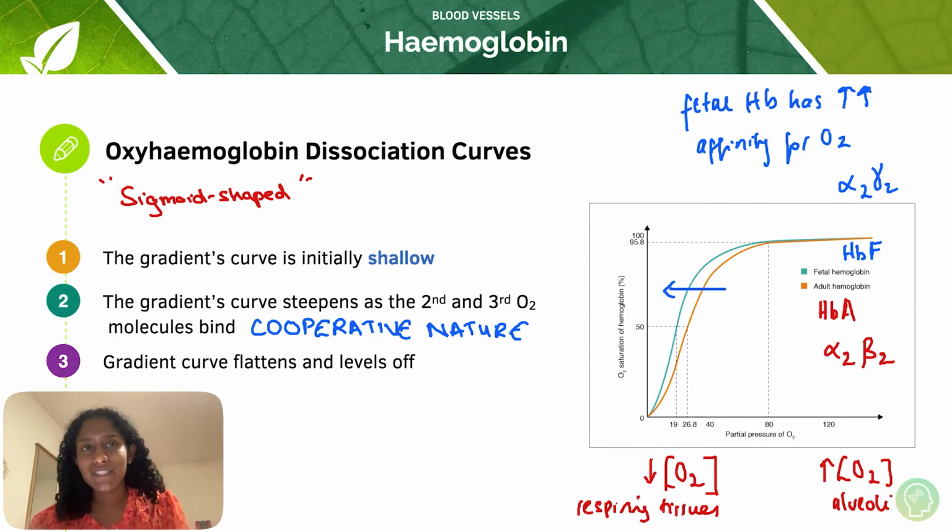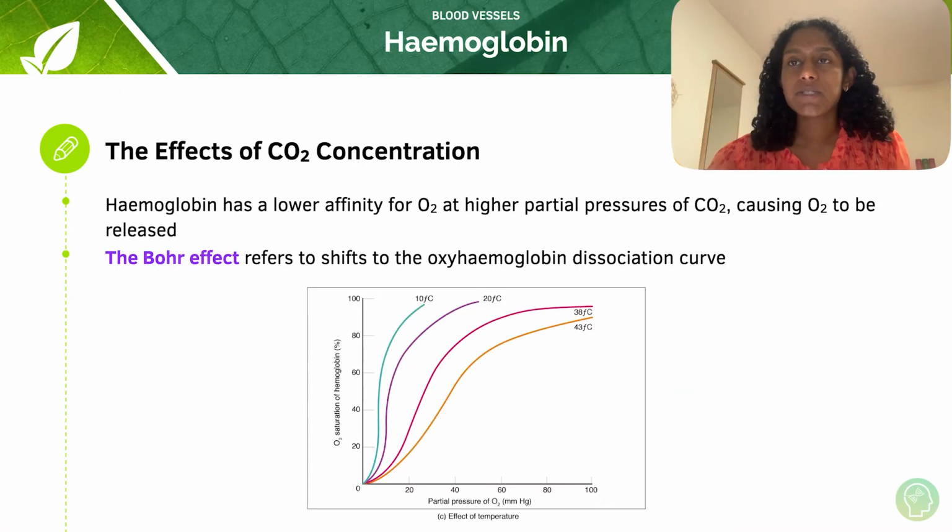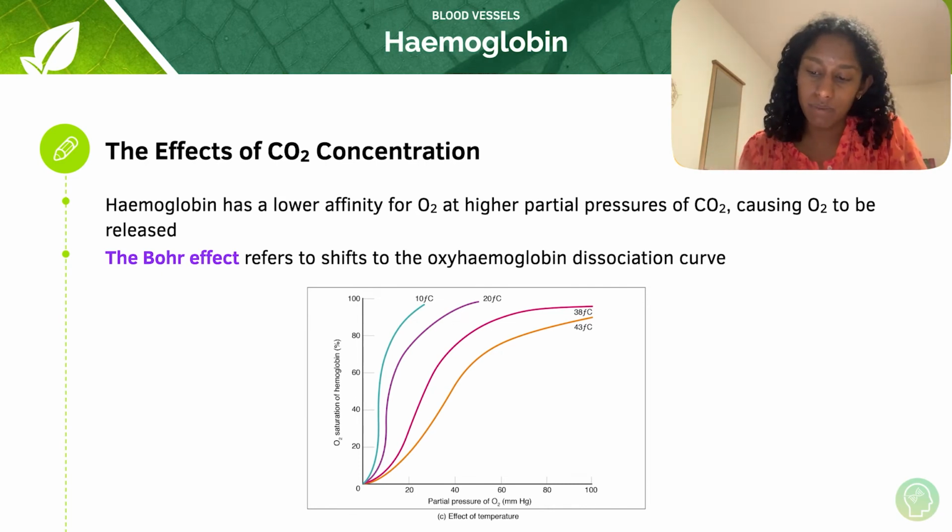So I always like to think to myself, if I ever forget this in an exam, I can work it out from first principles, because I can think, well, what do I want the haemoglobin to be doing in the alveoli? And what do I want it to be doing in the respiring tissues? And you'll find it actually does what you want it to do, which is quite smart. Okay, so we've had a look at our basic oxyhaemoglobin curve. So now we're going to have a look at something called the Bohr effect.